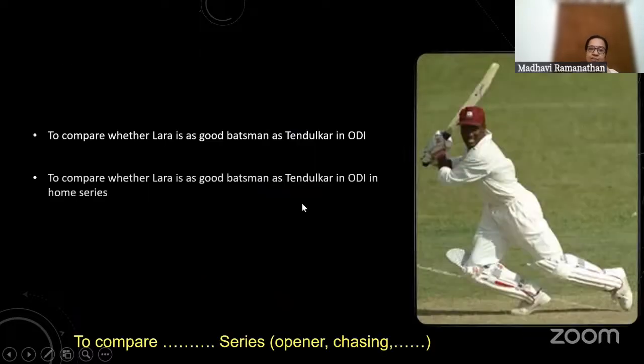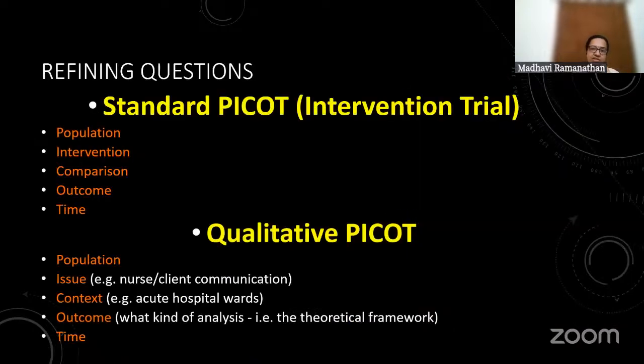Again, to make it much more specific and comparative, we compare whether Lara is as good a batsman as Tendulkar in ODIs and ODIs in home series. And we can compare whether in series, opening, chasing. So this is how a simple research question is made into a more specific research question. This is how you can refine your research question using the standard PICOT. This is an acronym which is used to refine your research question.